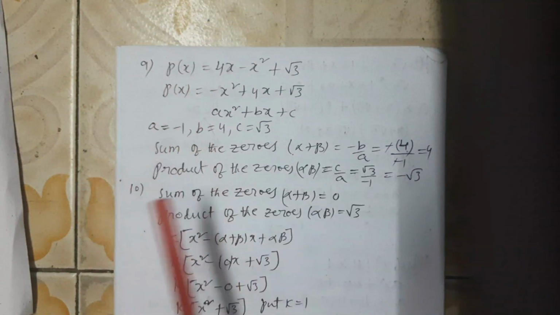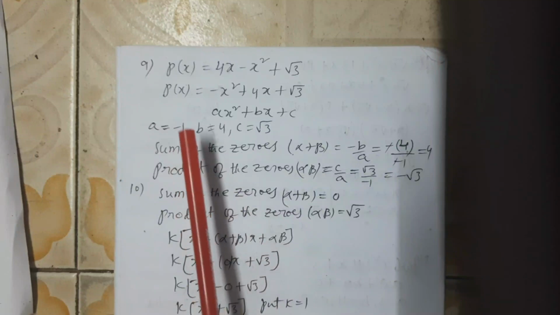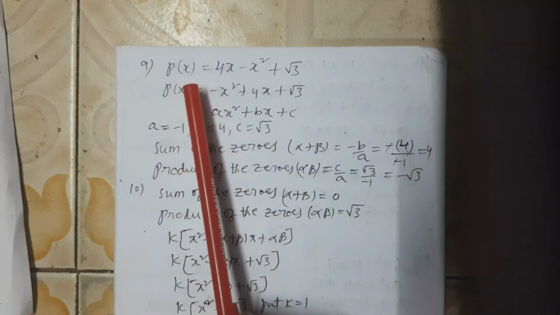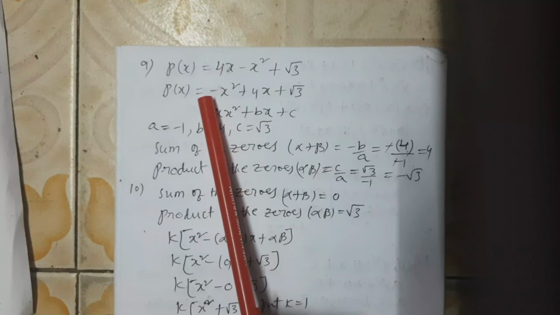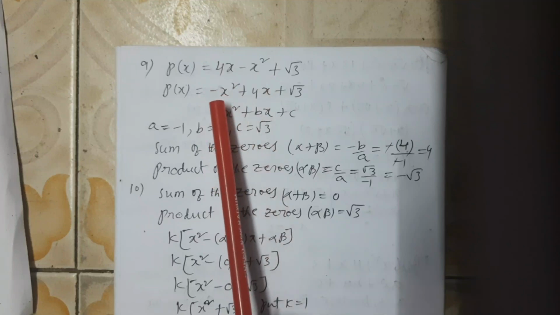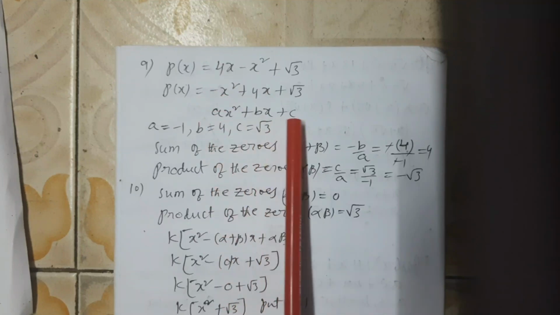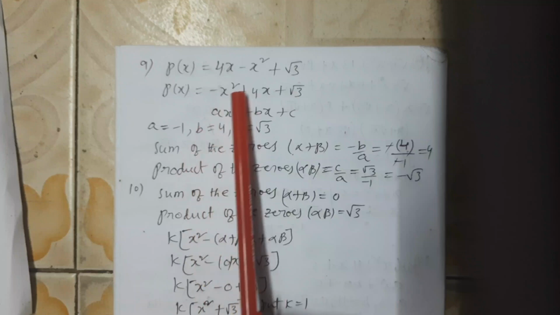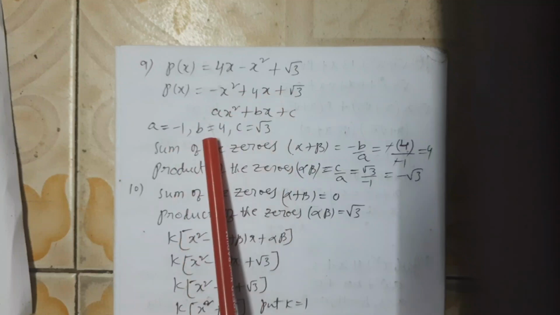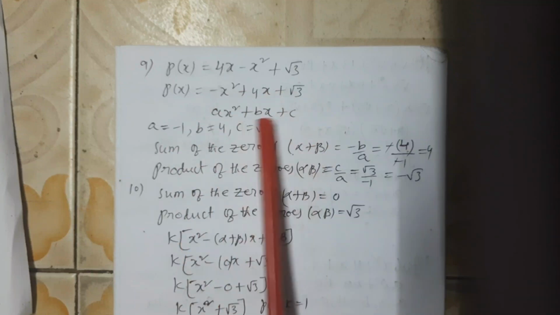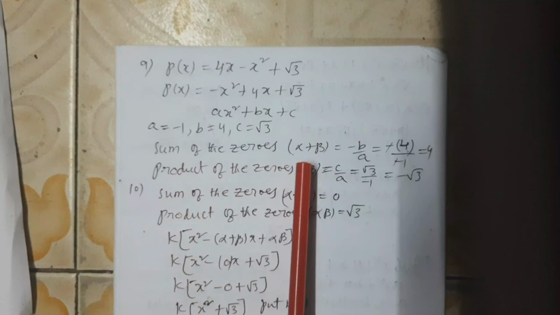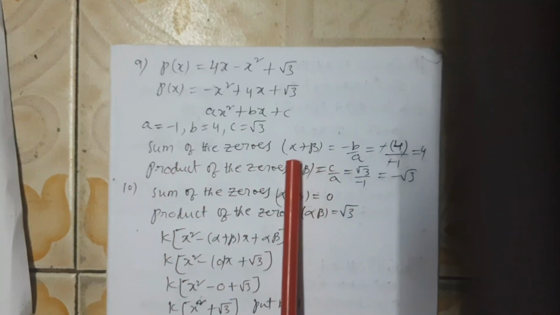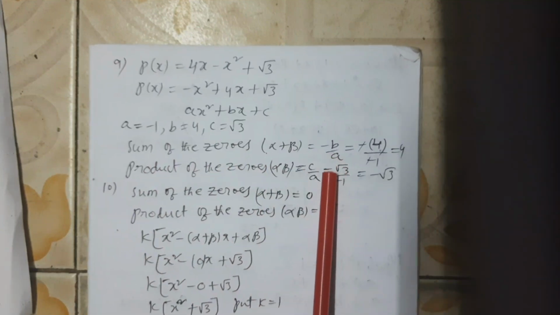Of course you can take g of x, f of x, r of x, whatever it may be, no problem. P of x is commonly used. Interchange minus x square first, because I wrote it in the form of ax square plus bx plus c. So here a is equal to minus 1, b is equal to 4, c is equal to root 3. Compare the quantities. So the sum of the zeros, alpha plus beta, you know the formula already, is minus b by a.